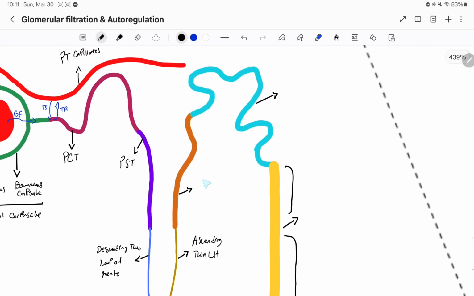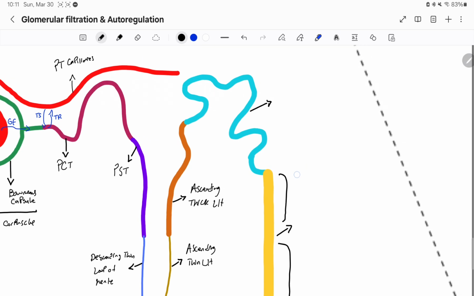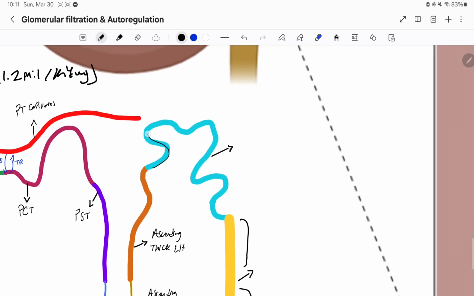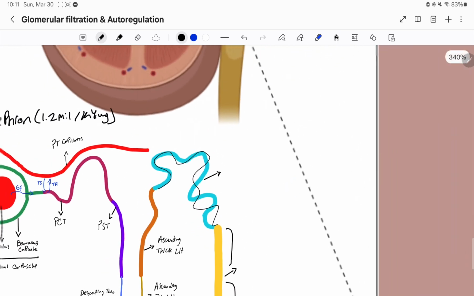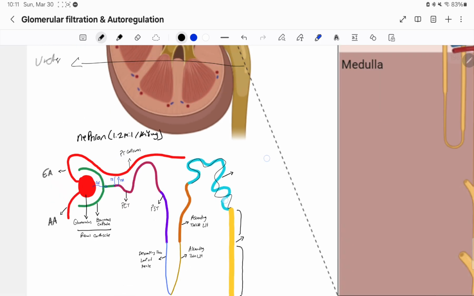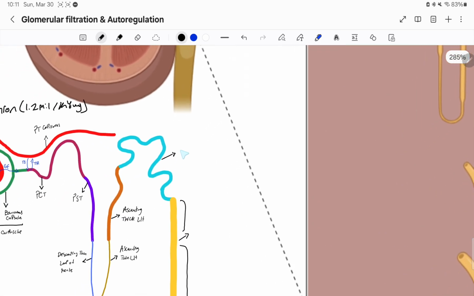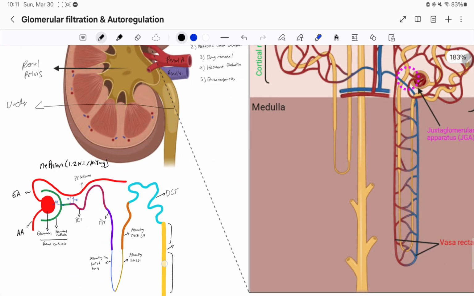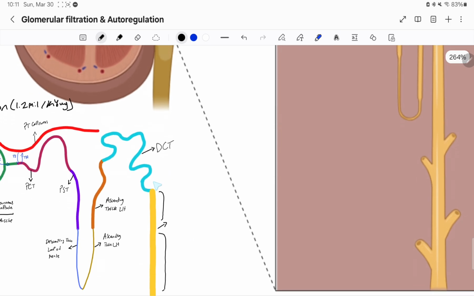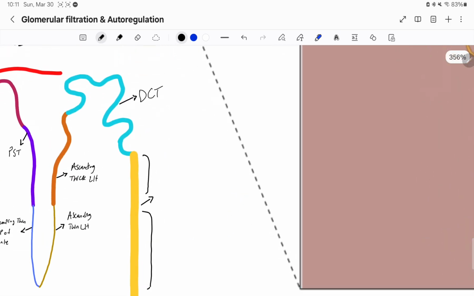And then right above that is the ascending thick loop of Henle. Okay, thick loop of Henle. And right above this, you can see we go back to this convoluted shape, but we're no longer at the proximal portion, the start portion. We're actually at the end, the distal portion. So they call this the distal convoluted tubule. And this distal convoluted tubule connects to a specialized structure called the collecting duct.